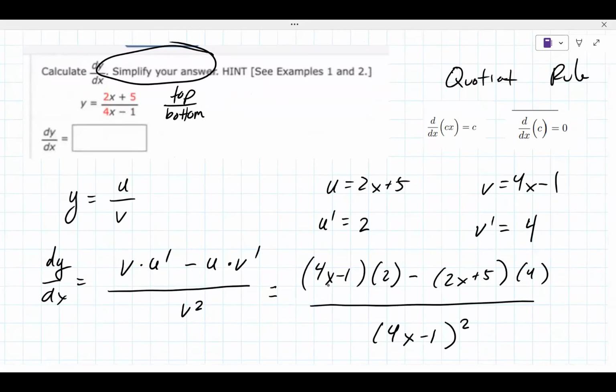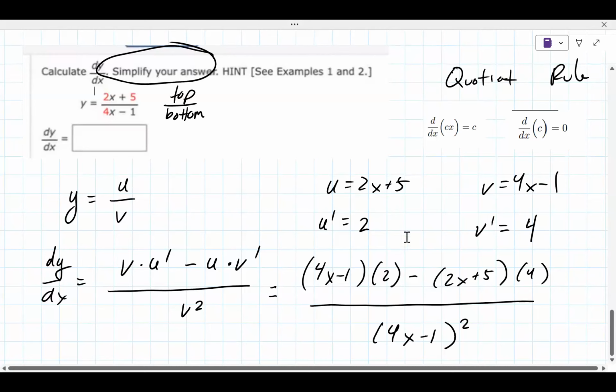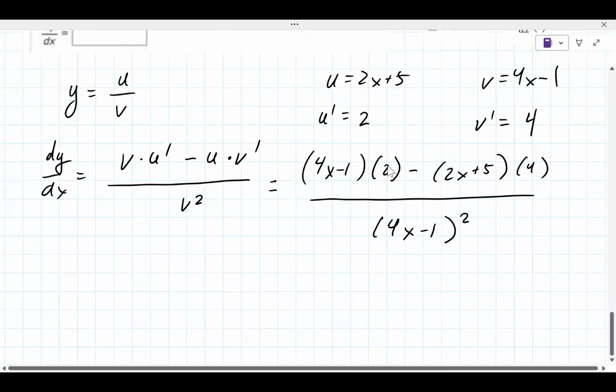On a test, it may actually just say you can leave your answer unsimplified. That would be the step that we just did, the plug-in. So this would be considered good. Now, for you, we have to simplify.